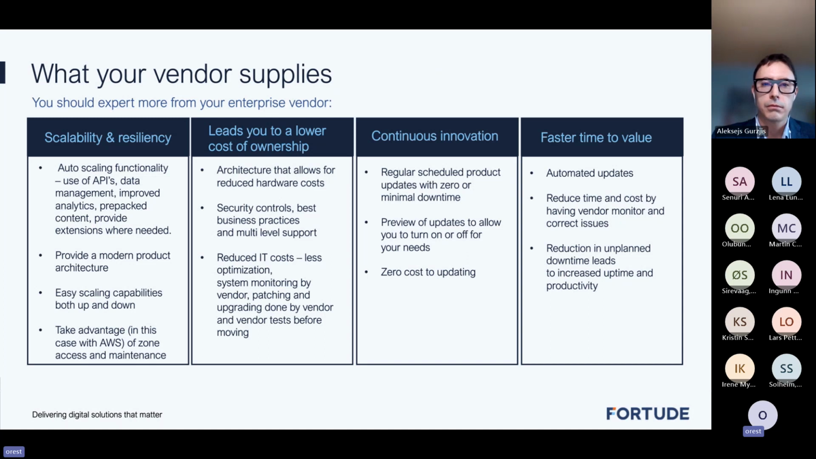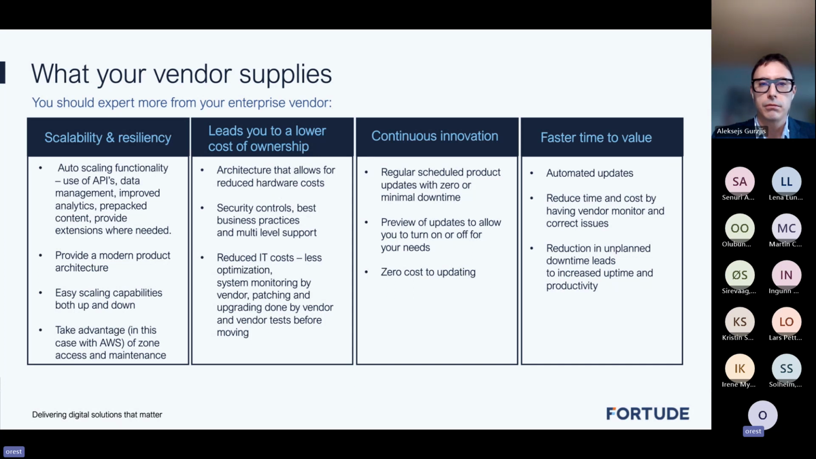You need a vendor that will help you lead to lower cost of ownership. By having control more in the cloud, it allows you to reduce hardware costs, for example. You get better security controls and best business practices on a multi-level basis that will help you reduce any anxiety and cost. IT costs are huge in most companies, so less optimization, more monitoring by the vendor, patching and upgrades done by the vendor, all that will help you to reduce some of your IT costs, and then whatever IT remains becomes a revenue generator for you.